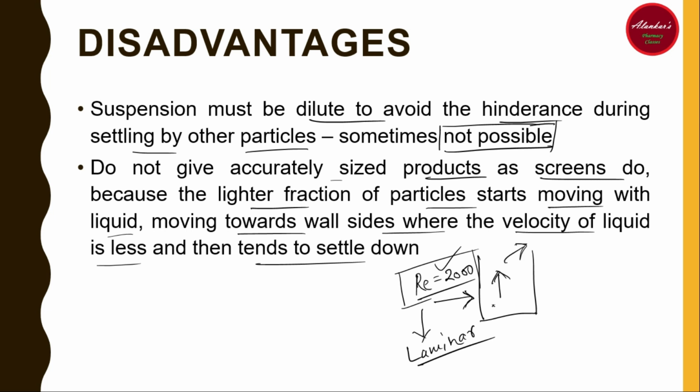But this is not the actual case. Even if we try to keep the Reynolds number under 2000, the movement of liquid is faster towards the center of the tank, and that's why some of the particles will move along with the liquid when they move towards the wall sides. There the velocity of the liquid is comparatively less, and they will again start to settle down, and that's why there will be an incomplete or inefficient separation in the case of elutriation tanks.